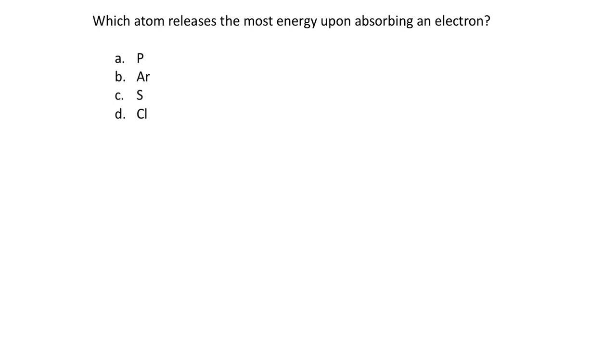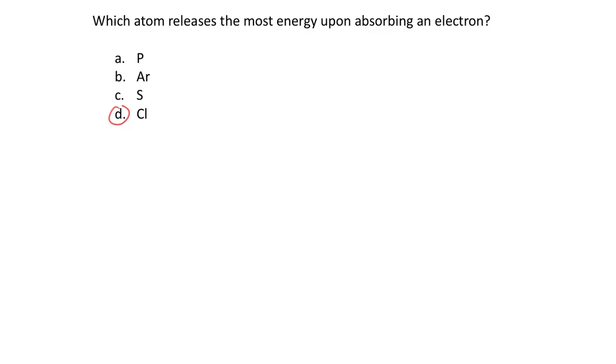So our trend from left to right resets high with the noble gases, and then with the alkalis, we're decreasing, more negative towards the halogens. And so the halogens are the most negative. So the halogen element here is going to release the most energy upon absorbing an electron.